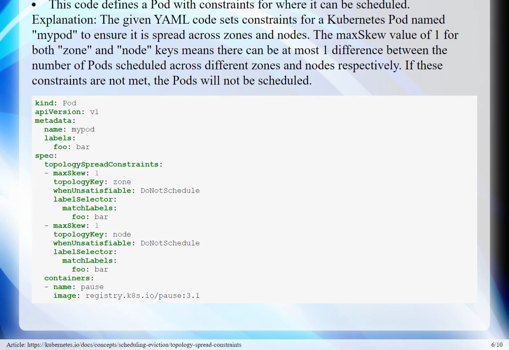This YAML code defines a pod named myPod with 2 topology spread constraints. The first constraint specifies a max skew of 1 for the zone key and the second constraint specifies a max skew of 1 for the node key. The pods will not be scheduled if the constraints are not satisfied.